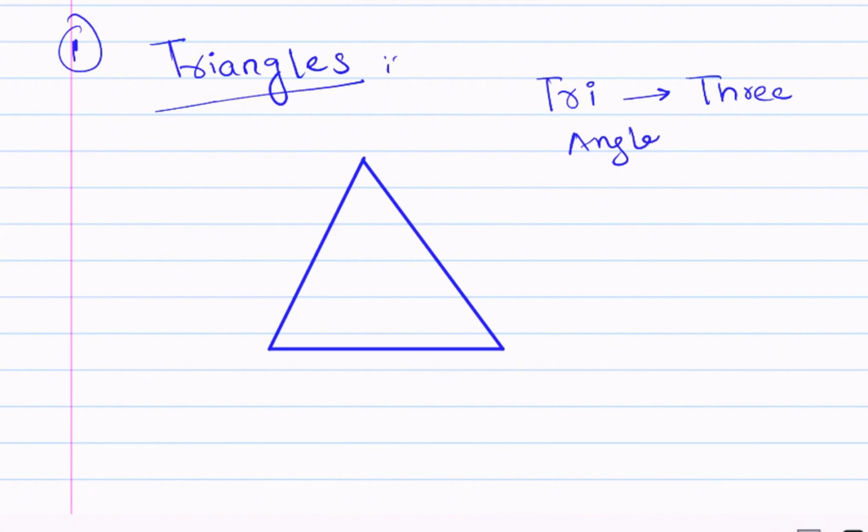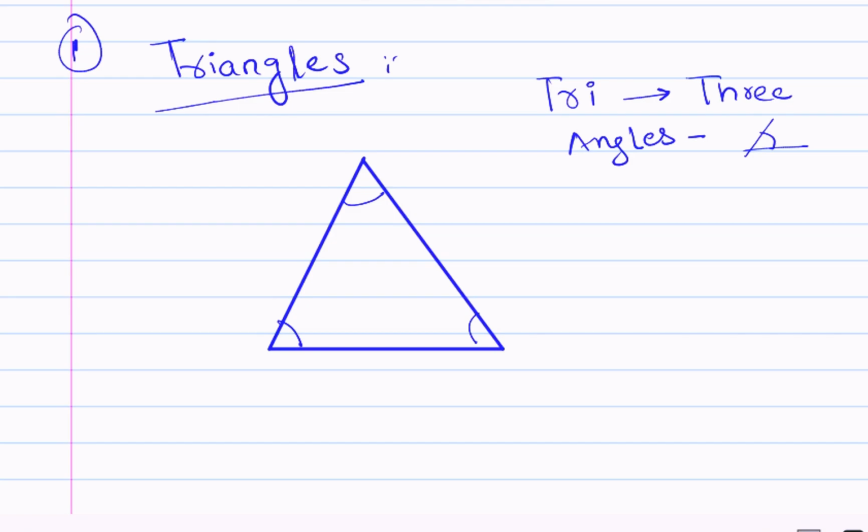Angles. So let me draw it first. Angles is a very basic concept. For example, this is the line and this will be the angle. So basically, there are three angles. One angle is this, one is this angle, one is this angle. So how many angles are there? There are three angles. Therefore people call it triangle.